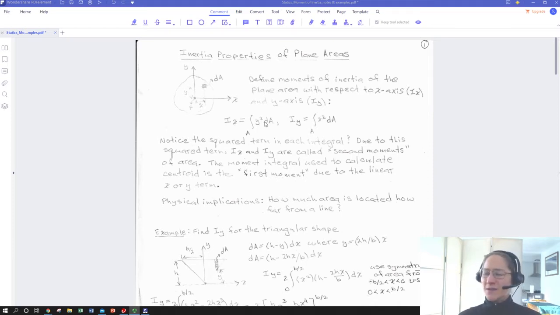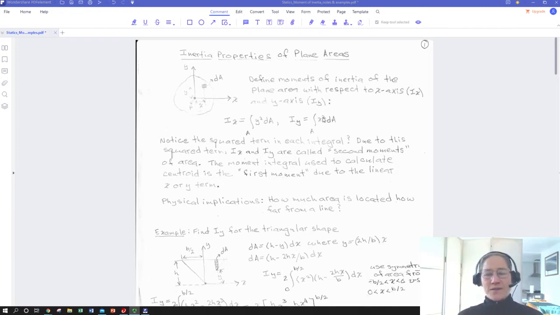I'm going to add up all the bits of area, and I'm going to multiply each area bit by how far that bit is from the x-axis squared. So no negative terms. That length is always squared, so it's always going to be a positive number. Likewise, if I want to look at spinning this bit of area around the y-axis, I've got the same considerations, except now my radius vector, so to speak, from that y-axis to wherever this bit of area is located, that distance is now defined as the x-coordinate. So now I have x squared dA.